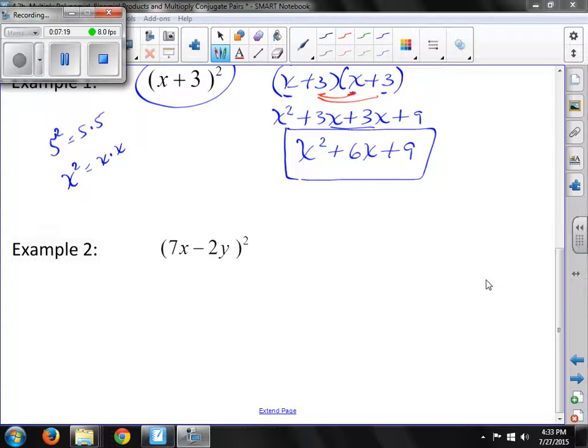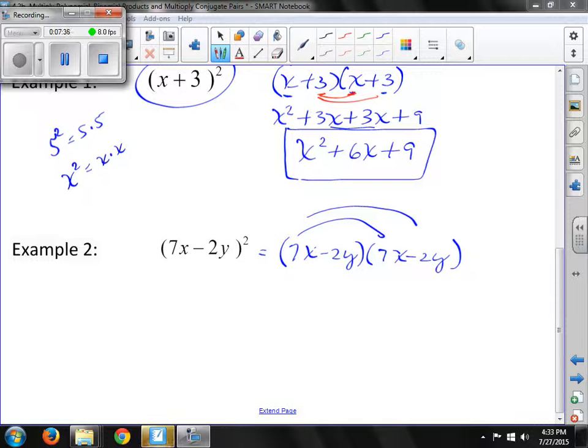On our next example, we have 7x minus 2y squared. We know that that means 7x minus 2y times itself, 7x minus 2y. So first we're going to FOIL it. 7x times both of those. 7x times 7x would be 49x squared. 7x times negative 2y would be negative 14xy.